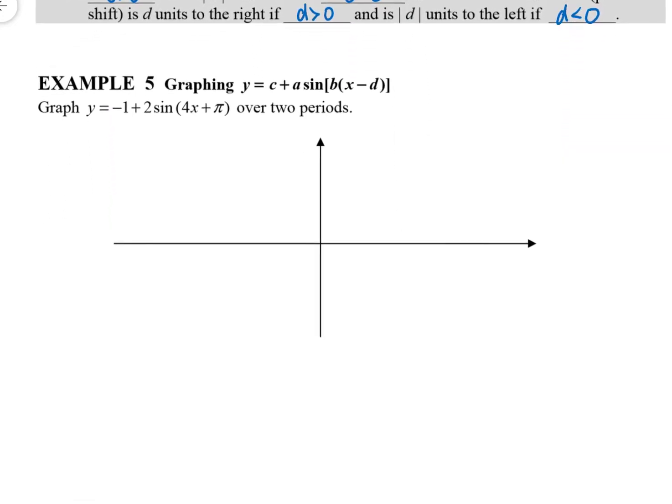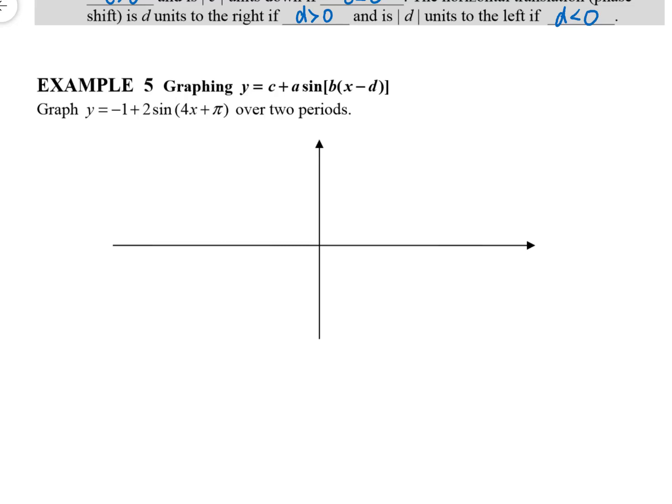Example 5. We're going to be graphing a sine function that has both a phase shift and a vertical translation over 2 periods. I'm going to follow the same method as I did for all the other examples. The period is 2 pi over b, and for this problem, b is 4. So that reduces to pi over 2. The amplitude is the coefficient of sine, and that's the absolute value of 2, which is 2.